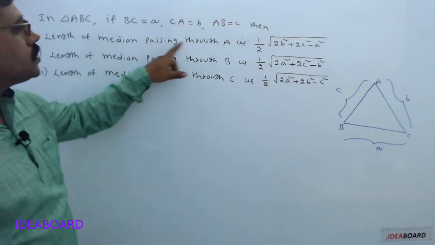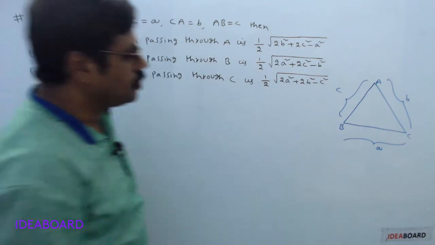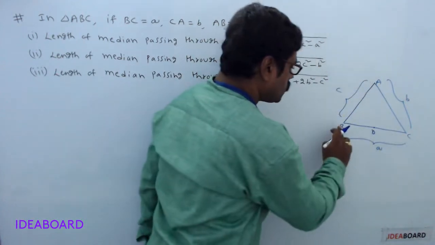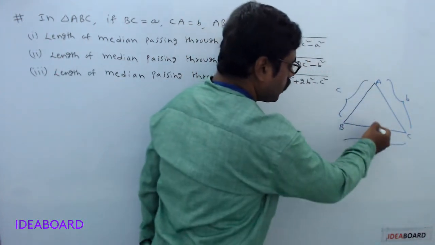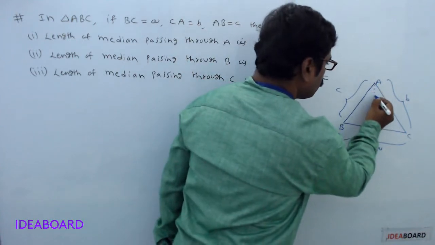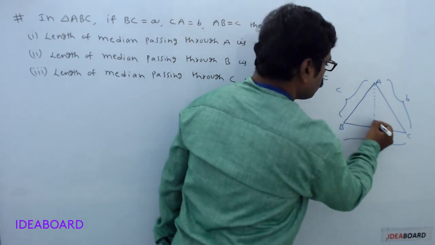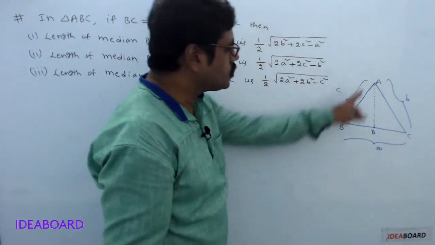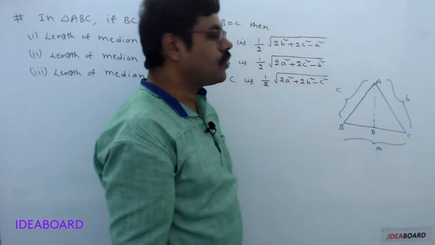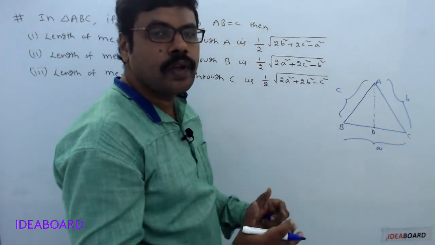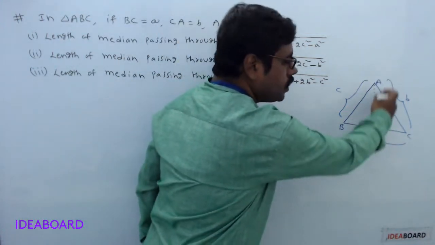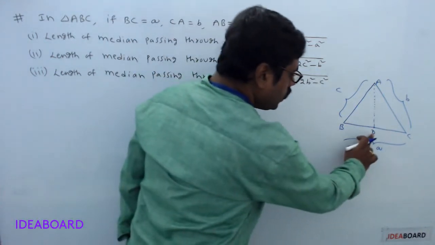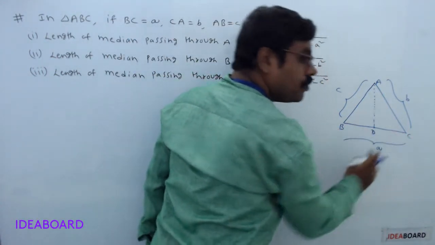Length of the median passing through the vertex A is required. Suppose D is the midpoint of the side BC. Now connect the points A and D. Now this is the median passing through the vertex A. So AD is the median passing through the vertex A. Now here we are going to calculate the value of AD, that is the length of the median passing through the vertex A. Now here D is the midpoint of the side BC.